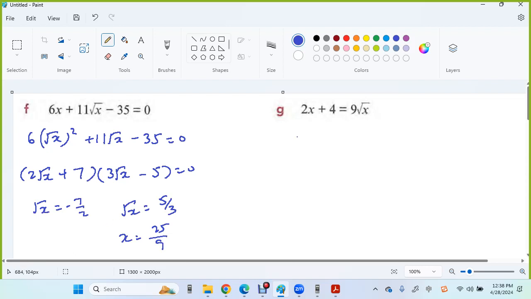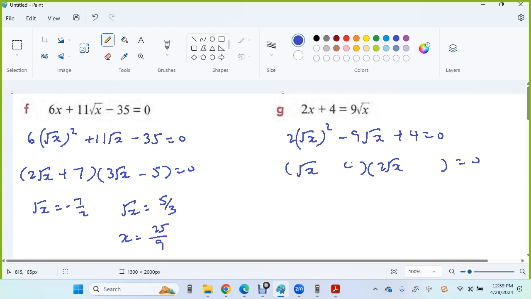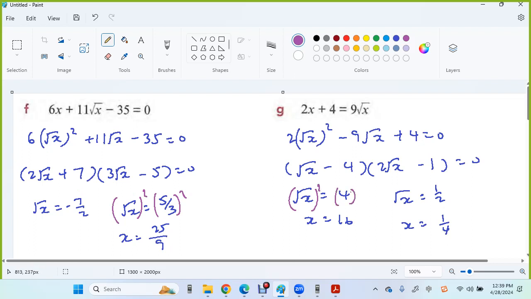Okay, so we have 2 square root x squared minus 9 square root x plus 4 equal to 0. And we do the factorization equal to 0. Then square root x, 2 square root x, 4, 1, minus minus. So square root x equal to 4, x equal to 16. Square root x equal to 1 over 2, x equal to 1 over 4. Okay, because we square both sides. So this one also we square both sides. So this one is rejected because square root x cannot be negative.